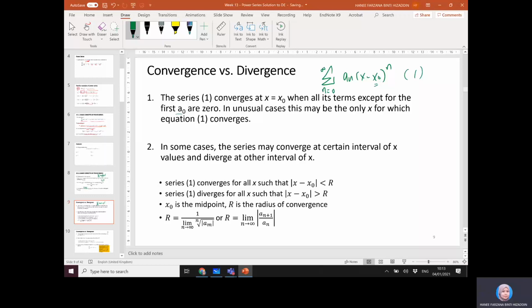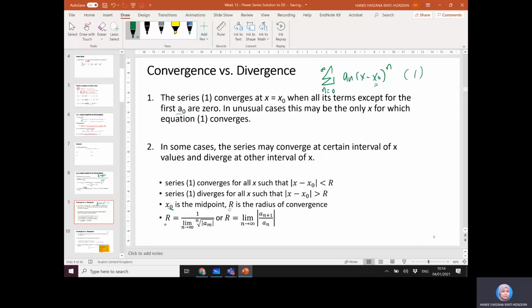So the series 1, let's say it converges for all x such that the modulus of x minus x naught is less than r, and it diverges for all other x, such that the modulus of x minus x naught is greater than r. So here x naught is the midpoint, and r is now the radius of convergence.